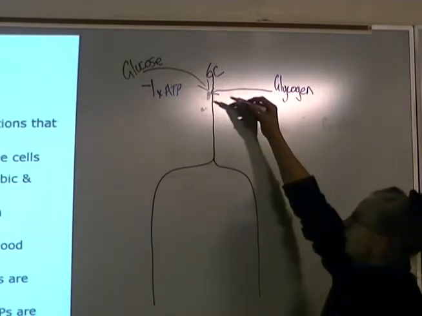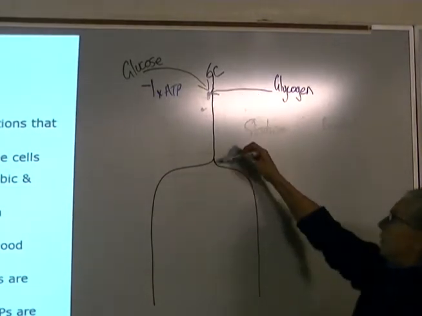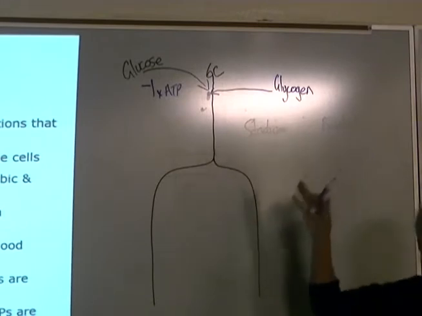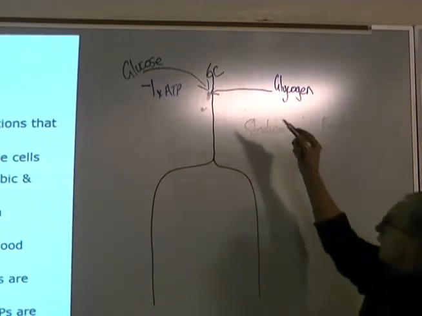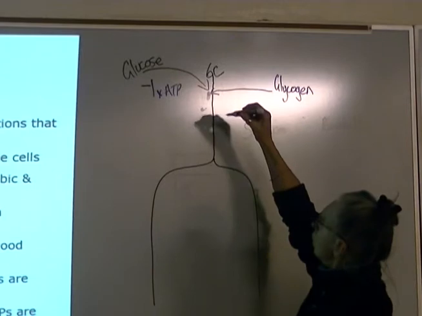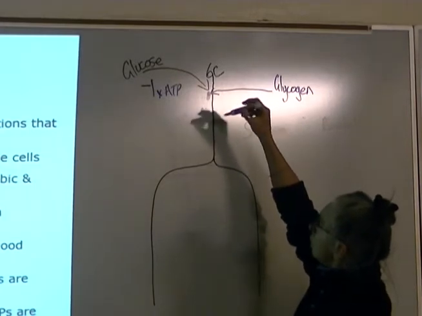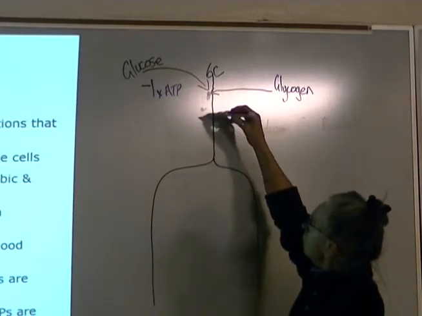Then, breaking down from step 1 to the point at which it splits in 2 takes two ATPs.